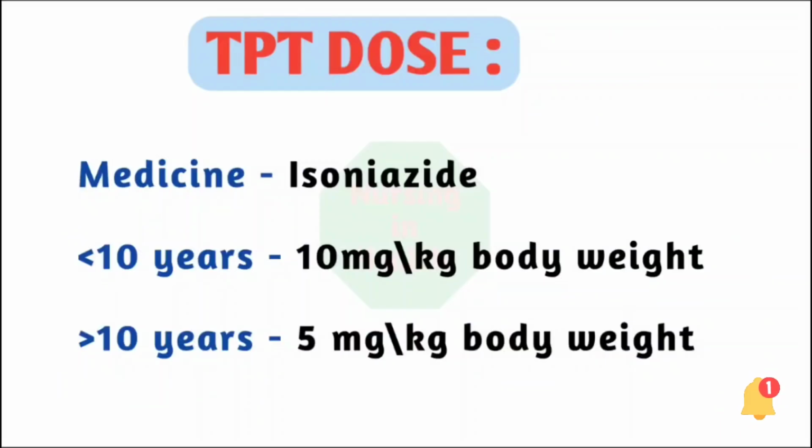TPT dose for all family members: medicine is a single dose of isoniazid. Dose of medicine depends upon age and body weight. For age less than 10 years, the isoniazid dose is 10 mg per kg body weight, and for age more than 10 years, the isoniazid dose is 5 mg per kg body weight.